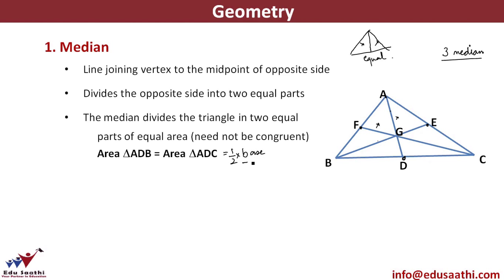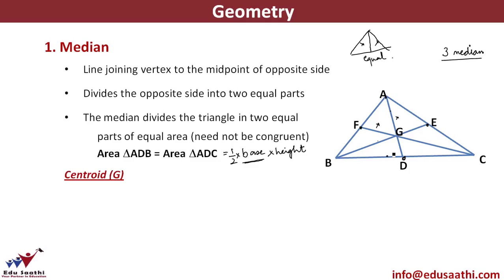The base for both the triangles is the same because it is bisected into height. Now height is from the opposite vertex, so from A till the base BC, the height would not change. So therefore, the areas become equal.